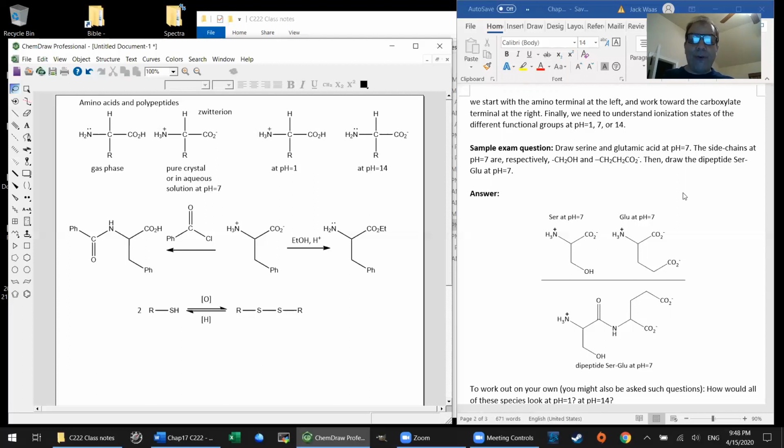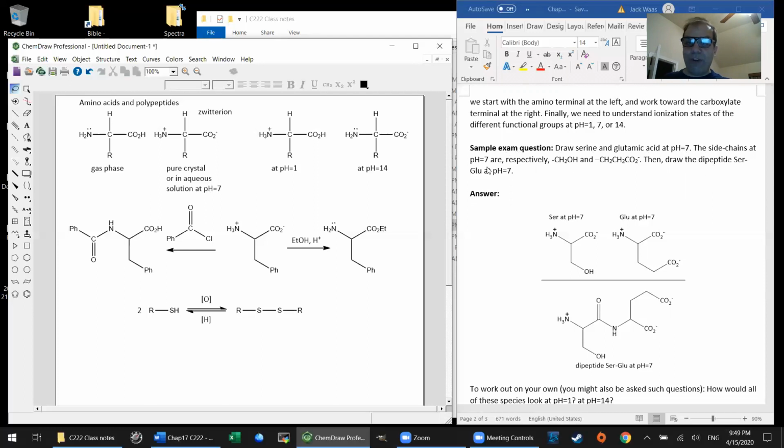Good. So I don't know that I would ask it exactly like this in the exam. I guess I would have to change it up somewhat, wouldn't I? Because it would be multiple choice. But be that as it may, this is good practice for the exam and for OWL. So draw serine and glutamic acid at pH 7. You would either be given a table or you would be told what the side chains are. Then draw the dipeptide serine glutamic acid.